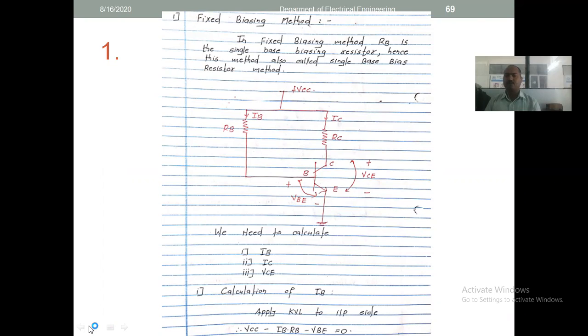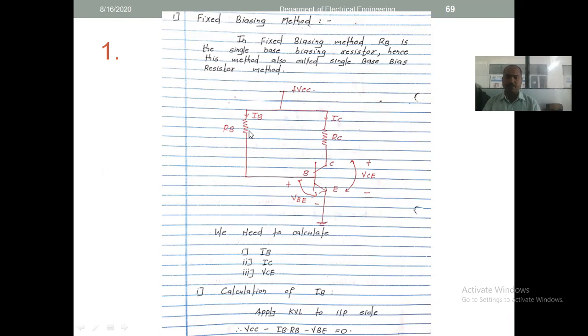In case of fixed biasing, what do we have to do? The above figure shows the circuit diagram of the fixed biasing configuration. In fixed biasing, we apply a fixed base voltage to the transistor through this resistor. This resistor is the RB resistor, and its value does not change. Whatever voltage is provided through VCC should not change. So it should be fixed. That's why it is called the fixed biasing configuration of the transistor.